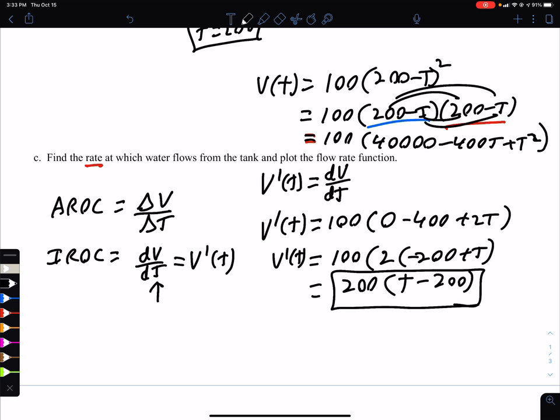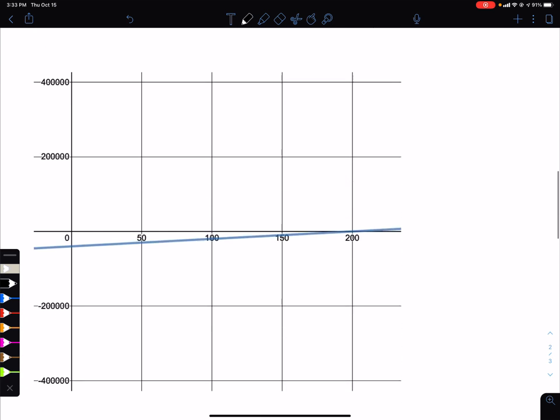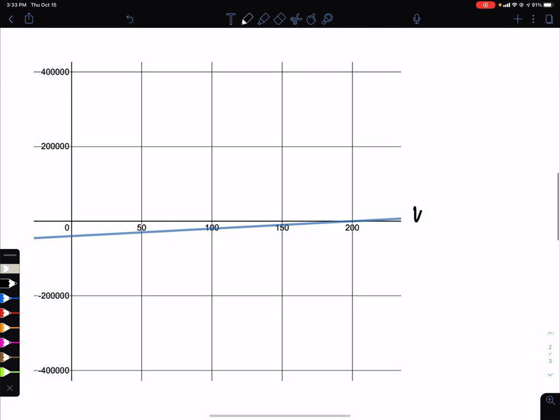And technically, no. That's the rate at which water leaves the tank. That's the rate of change of the amount of water in the tank. So really, we'd have to put a minus in front of this to make it the rate at which water flows out of the tank. But I don't want to get into that right now. So if you go to Desmos and graph it, I did it already. Here is the graph of V prime of t.